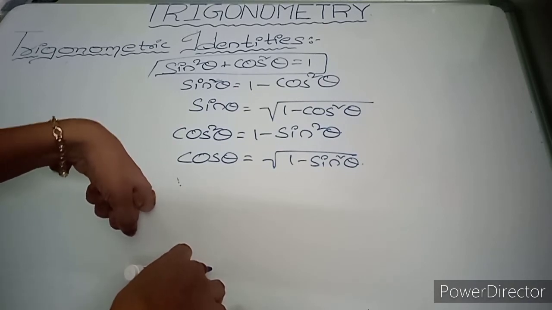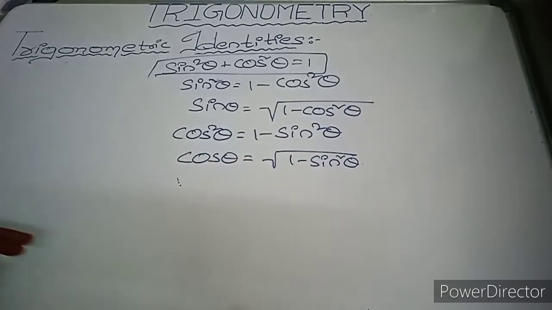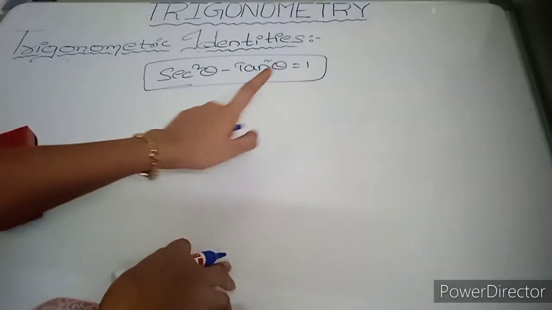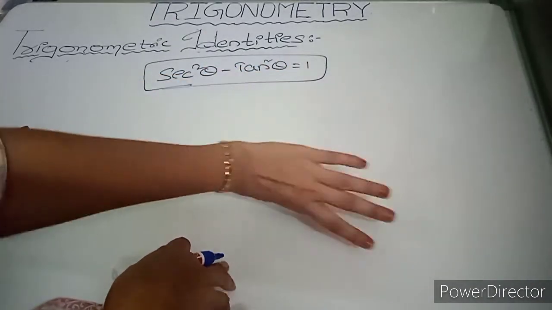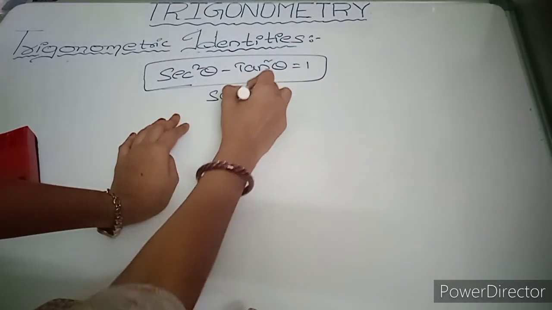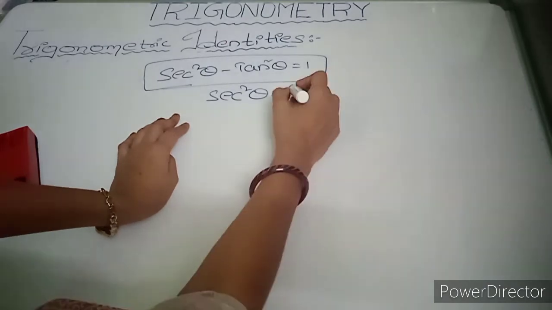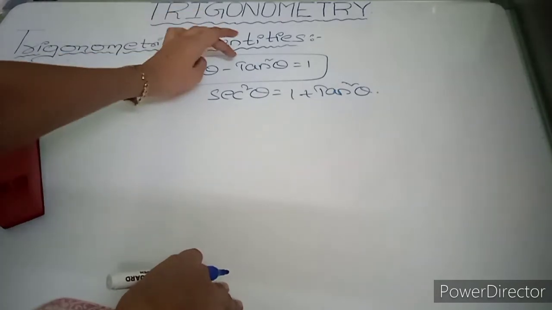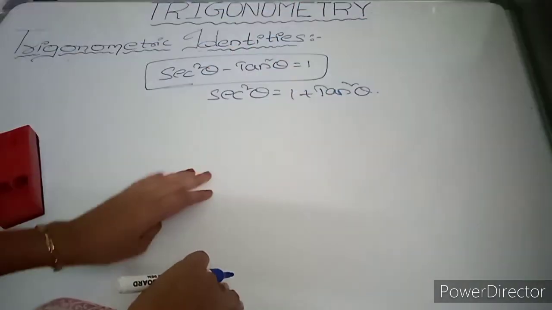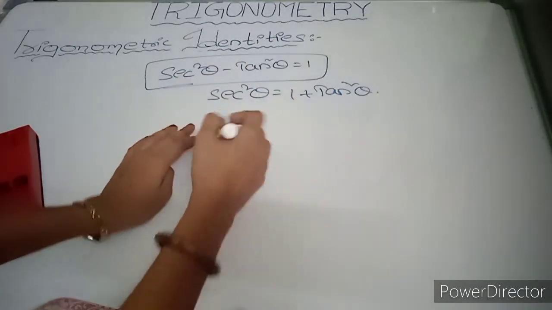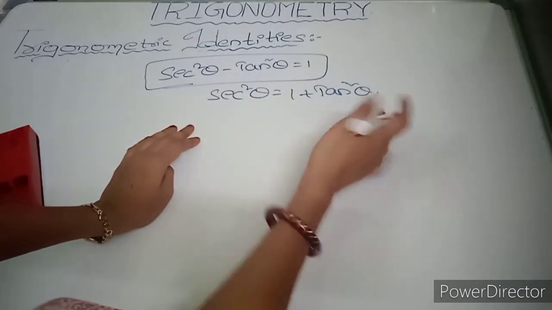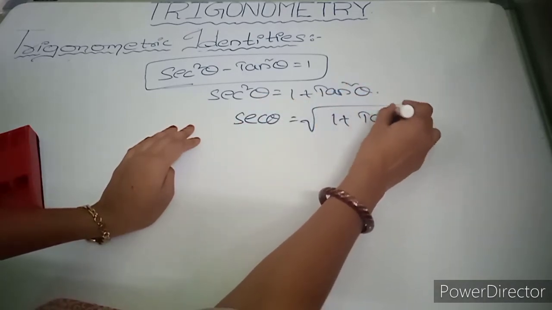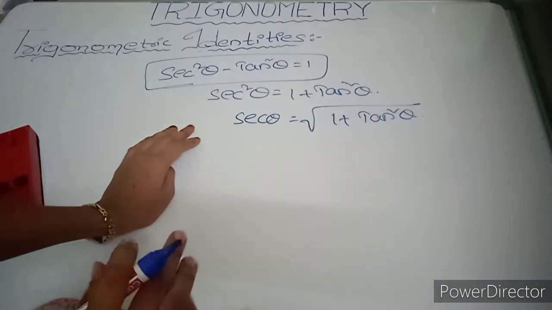Okay. So the next identity is based on secant square theta minus tan square theta is equal to 1. It can be written as secant square theta is equal to 1 plus tan square theta, because I have shifted this minus tan square theta to the right side, so minus is changed to plus. Secant square theta is equal to 1 plus tan square theta, and secant theta is equal to square root of 1 plus tan square theta. Okay, up to here clear?